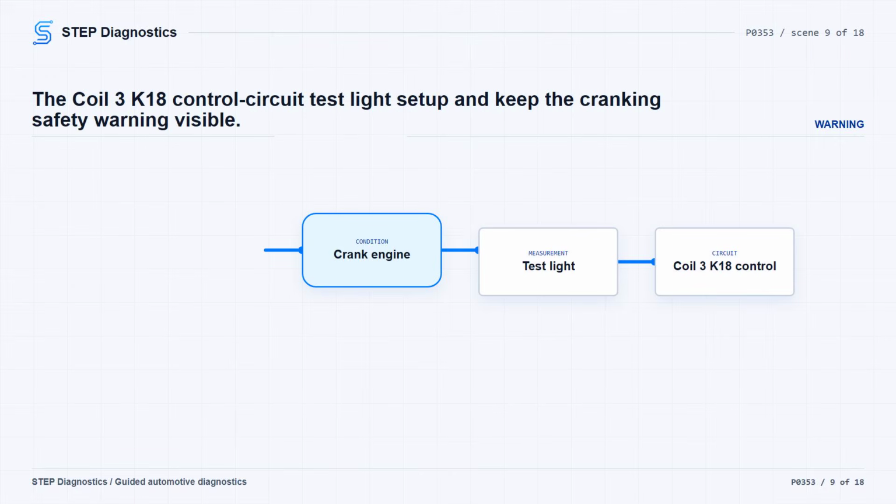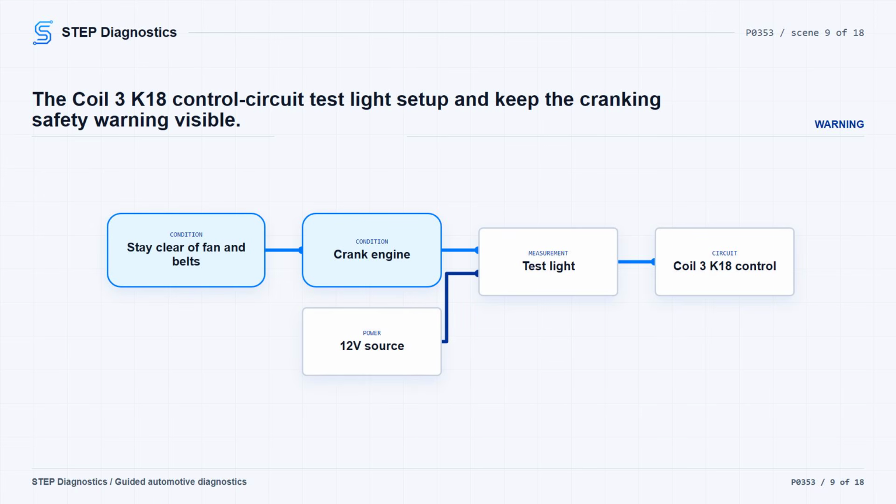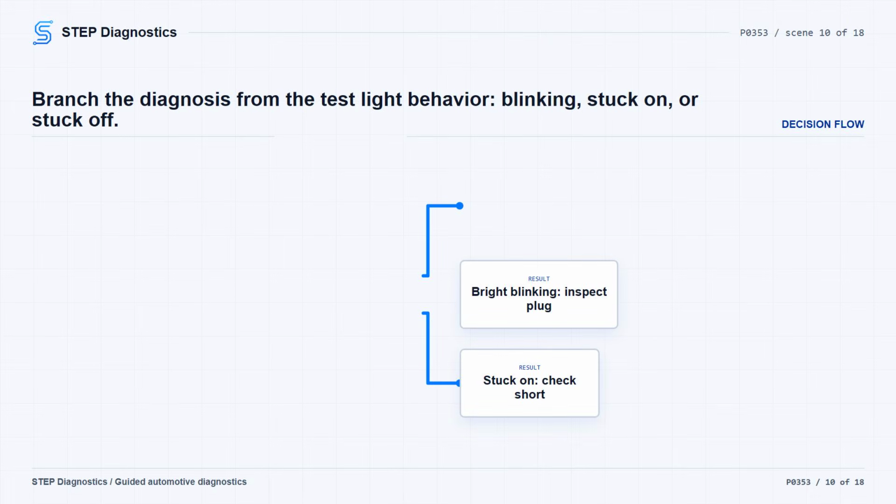With the supply side proven, check the coil 3 control circuit. Use a 12-volt test light connected to a 12-volt source and probe the coil 3 K18 control circuit at the ignition coil harness connector. Crank the engine for 5.0 seconds while watching the light. Stay clear of the fan, belts, pulleys, and loose clothing while the engine is cranking or operating.